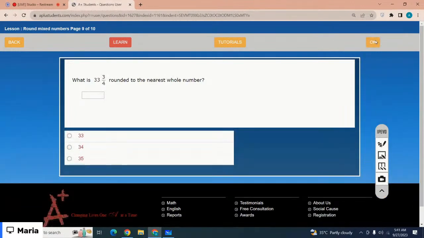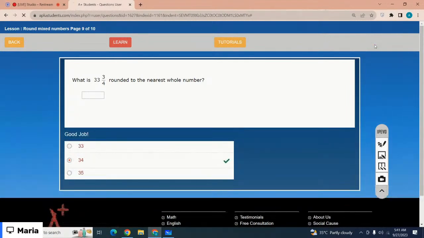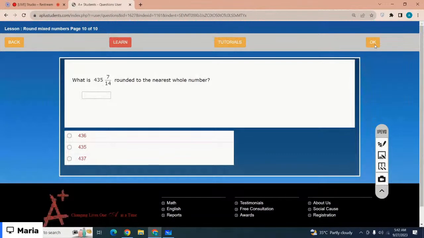33 whole 3 over 4. 3 over 4 is greater than 1 by 2, right? So it is rounded off to 34. 435 whole 7 over 14. 7 over 14 is exactly equal to 1 by 2. So when both are equal, that means you have to round up. It would be rounded off to 436.